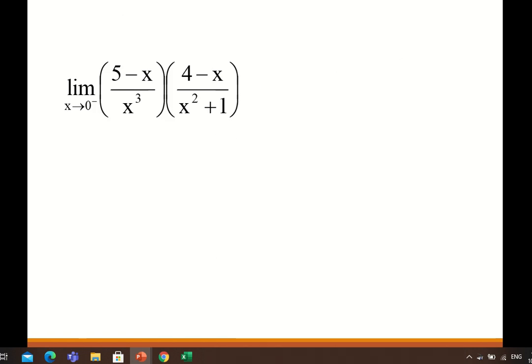Alright, now for another example, we have the limit of the quantity 5 minus x divided by x cubed, multiplied by another quantity 4 minus x divided by x squared plus 1, as x approaches 0 from the left. Take note from our division of fractions rule: plus divided by minus, so you will get a negative result.